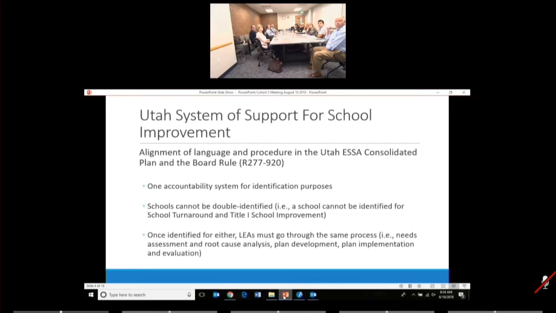So what they did was they aligned a lot of this language. So as we were developing our ESSA consolidated plan, the decision was, and the subsequent board rule, instead of having an accountability system for Title I, an accountability system for state schools, there would be one accountability system for identification purposes. Schools won't be double identified. So if a school is identified for state school turnaround, they won't be identified for federal school Title I improvement. There won't be double funding though either. So that's the process moving forward.